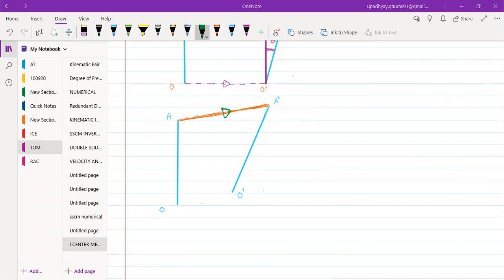Next, what I have to do is, I have joined one endpoint of the given link. Similarly, I can join the second endpoint of the given link. Yes or not? The direction of the velocity will be in this direction. Linear velocity will be in this direction only. Yes or not?